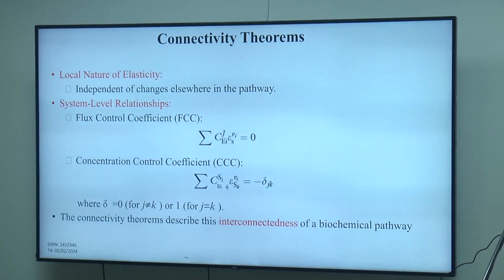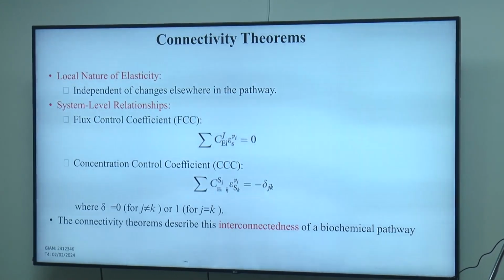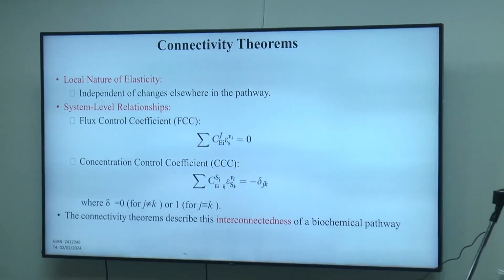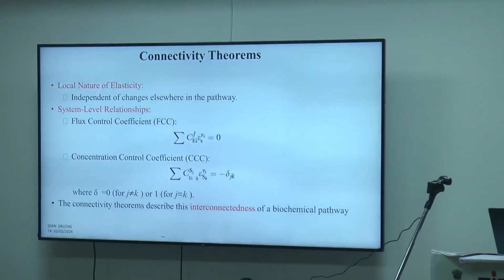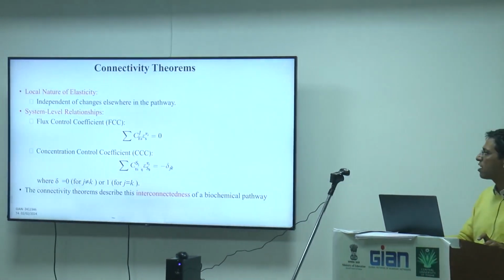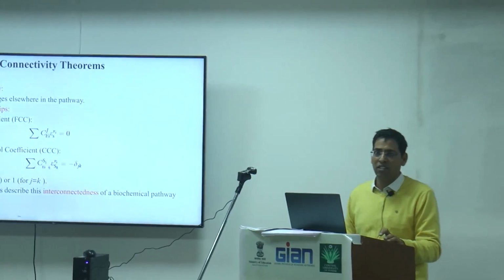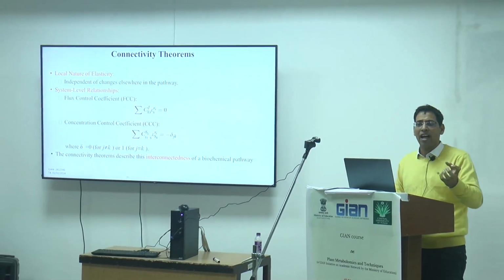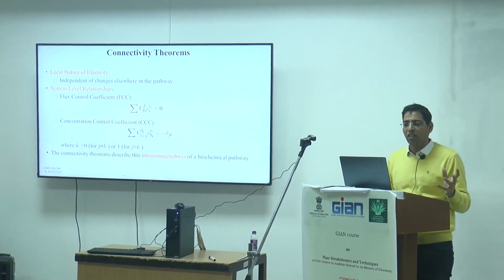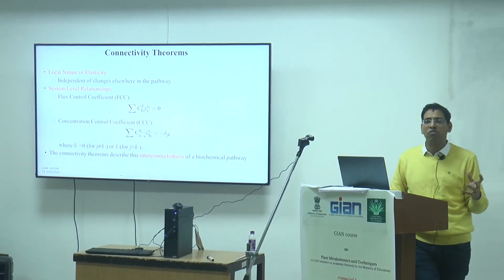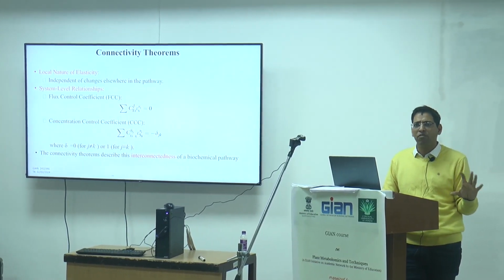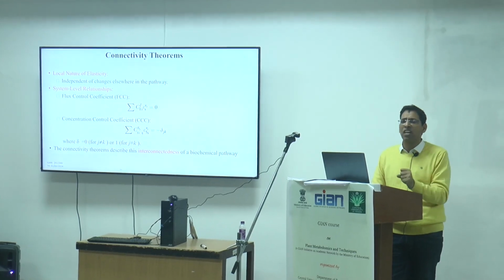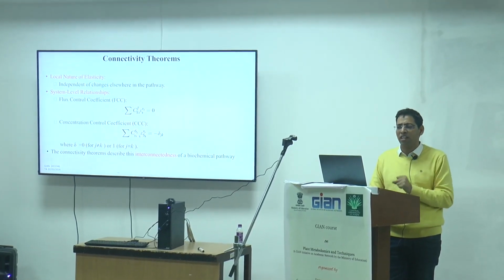The fourth part is the connectivity theorem. This is a mathematical algorithm. I am just explaining a few tips about this one: the local nature of the elasticity and the system-level relationship. What is the local level actually? How are the different components helping? What are the different parameters which are independent of changes elsewhere in the pathway? So something which is independent of the pathway. You have to consider those points, and those we can consider under the local nature of the elasticity.